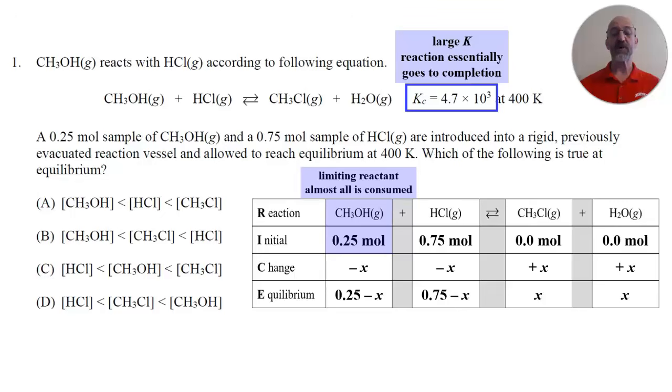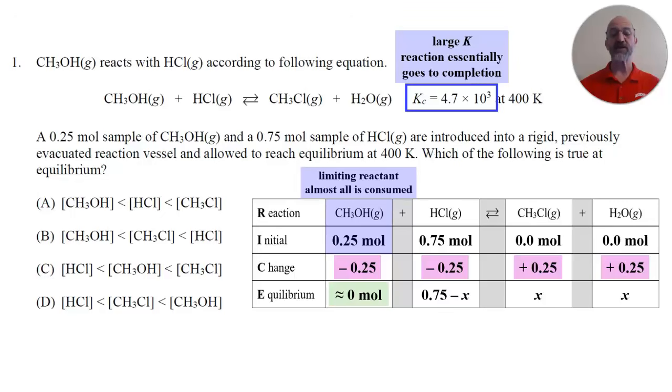So the change row of the Rice table will now be in terms of minus 0.25 for the reactants or plus 0.25 for each of the products. And so at equilibrium, 0.25 minus 0.25 means that even though it probably will be a very small number, it will be approximately 0, the amount of moles of CH3OH. That will be the smallest of all 4 substances present in terms of quantities in the reaction vessel at equilibrium.